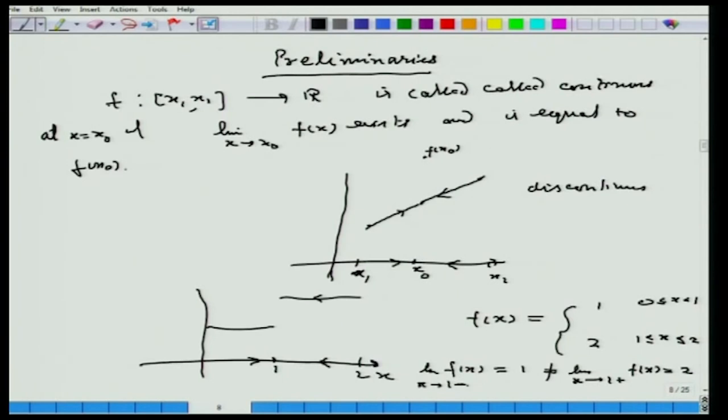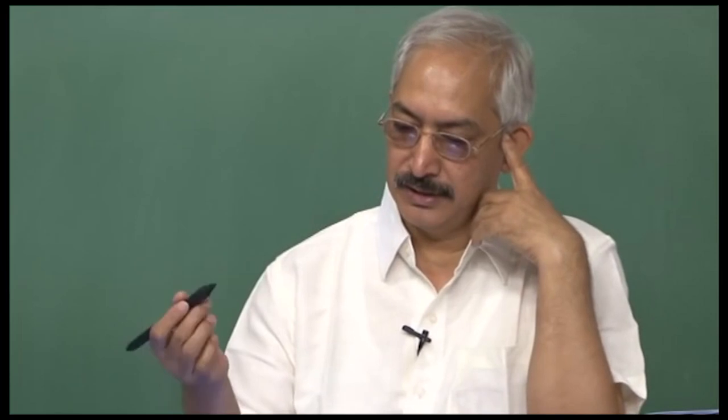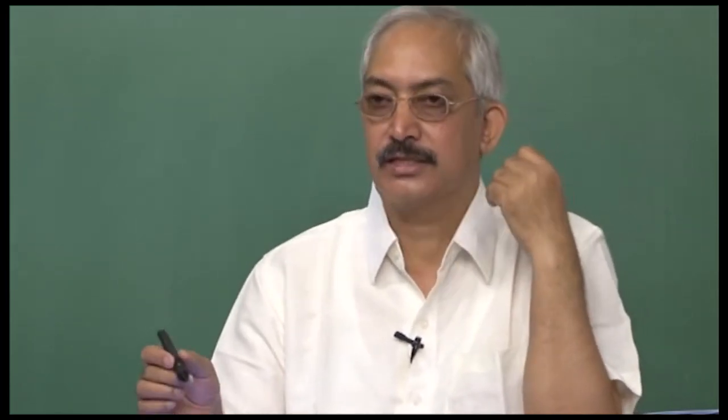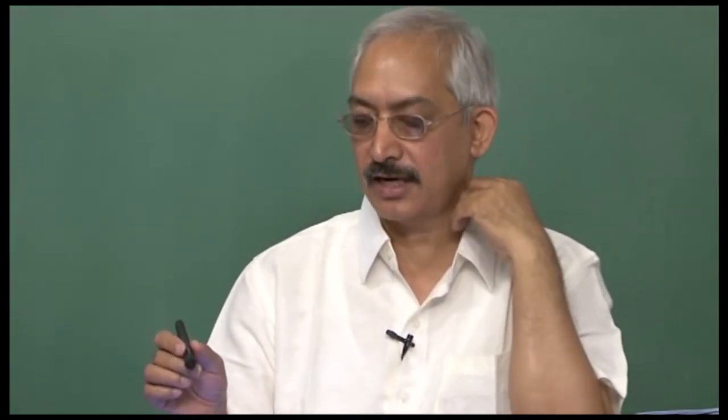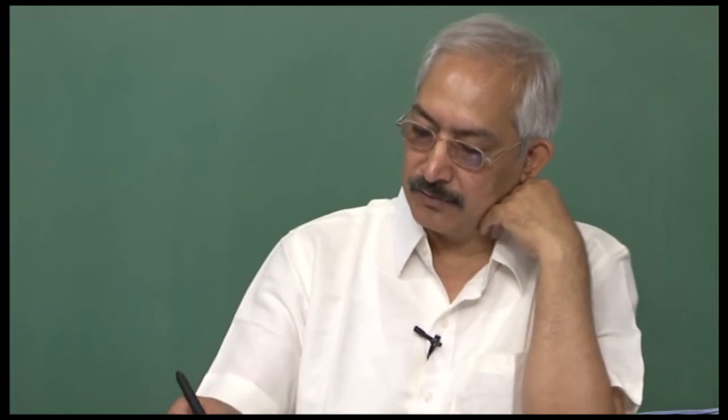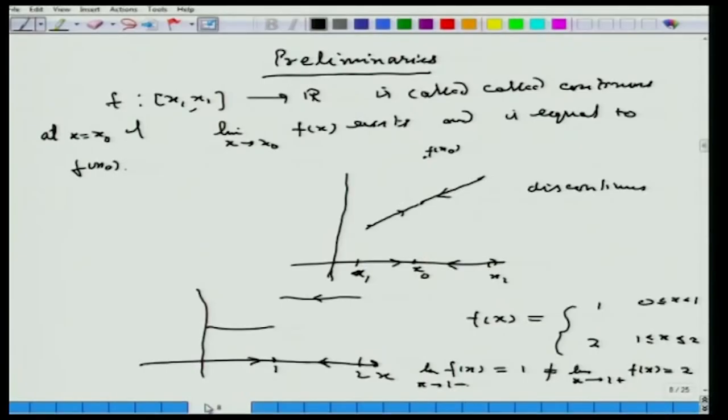So, these kind of things should not happen for a continuous function. The left limit, the right limit, and the value of the function should all be equal. Then we say that the function is continuous. Discontinuity can occur in many ways, but we will be considering only discontinuous functions of the first kind, so that we have only jump discontinuities like this.